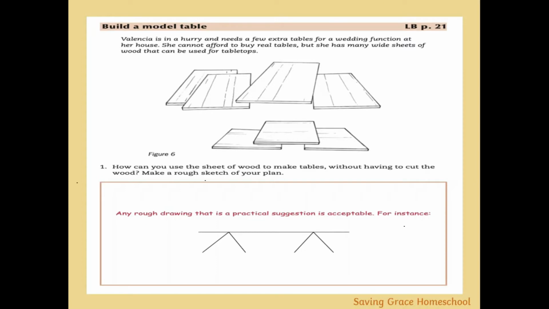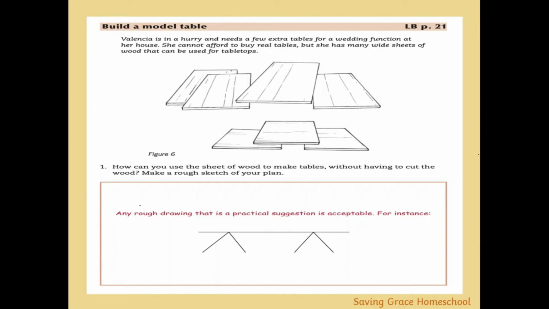So for this practical part of this lesson, we'd like you to build a model table. So we have an example here. We have Valencia. She's in a hurry and needs to build a couple of extra tables for a wedding function at her house. She can't afford to buy conventional tables, but she has a number of wide sheets of wood that she can use for tabletops. So how can you use the sheets of wood to make tables? What kind of designs are possible?